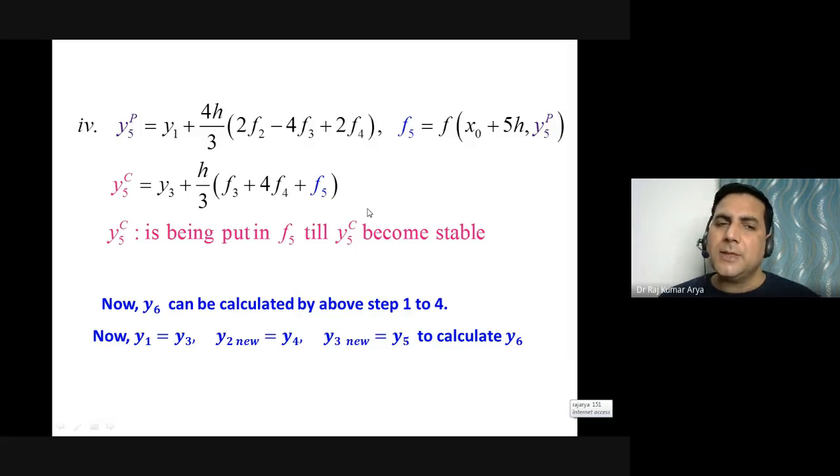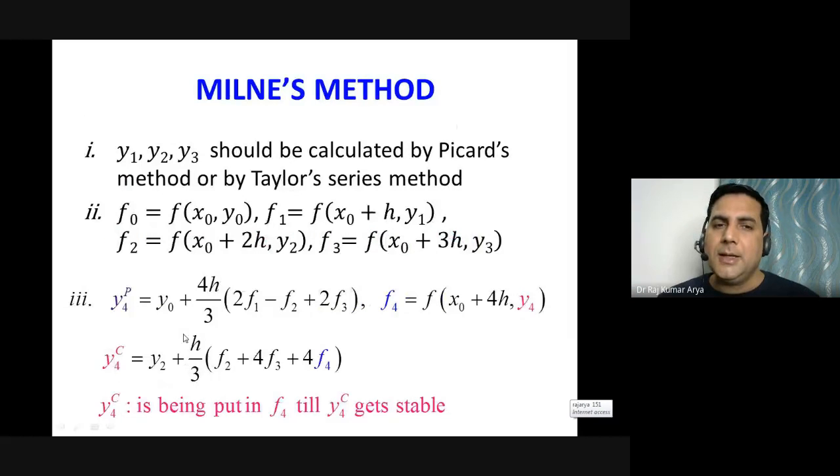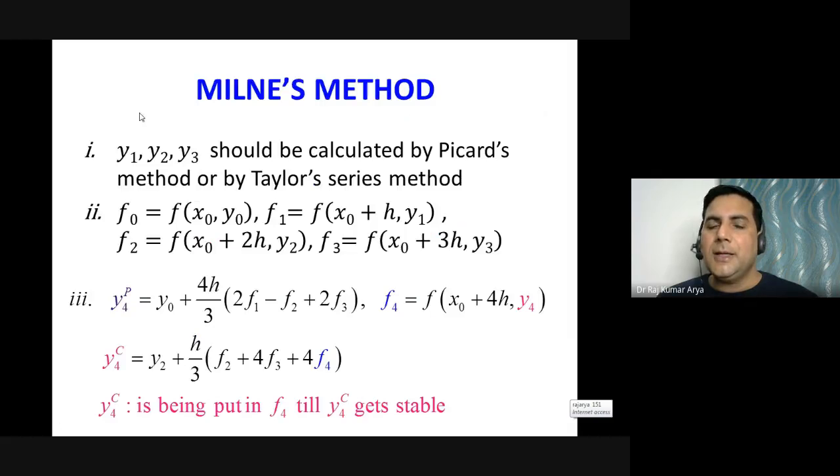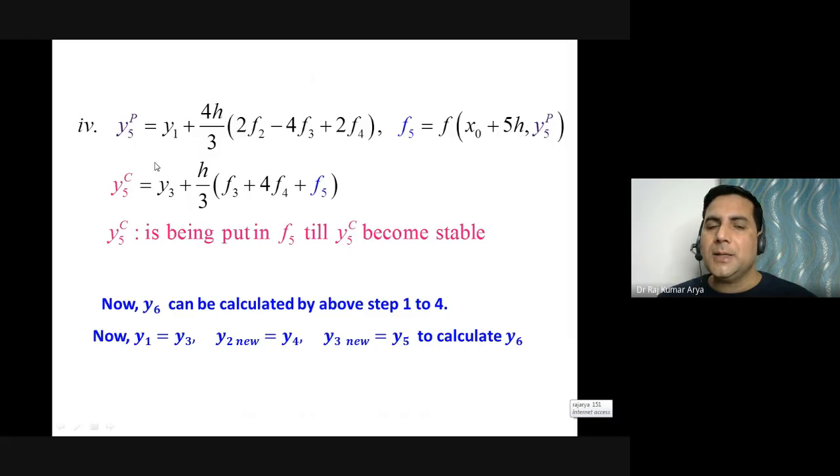So from here you just calculated two new values. What two new values? y4 and y5. Three you already have: y1, y2, y3. Now you shift y1 to y3, y2 to y4, and y3 to y5. Repeat the steps, and again you will get two new values. What are they? y6 and y7, right? And that way you will keep on continuing. That is one of the methods.